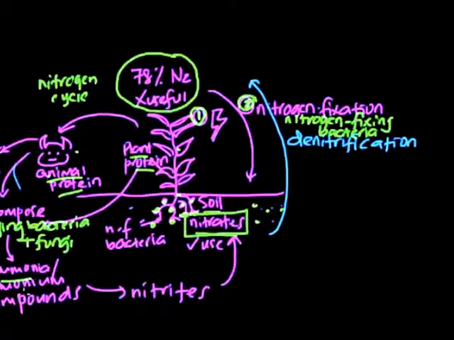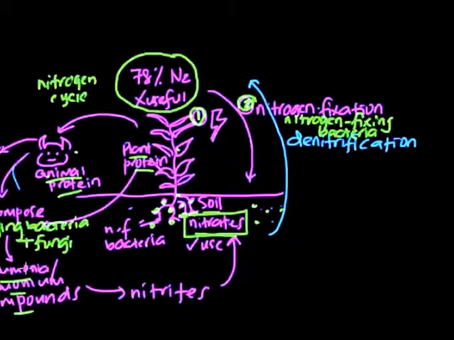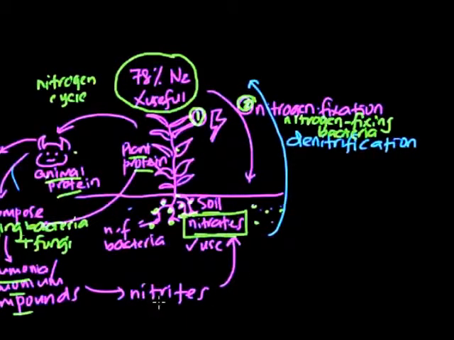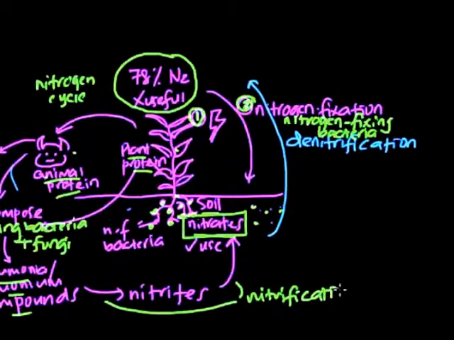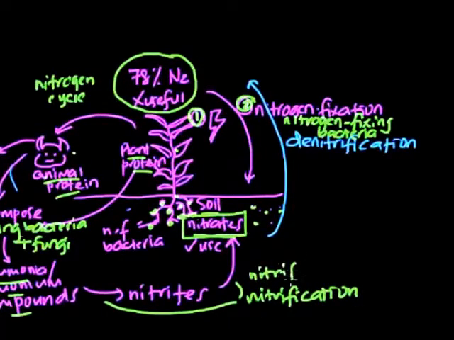And from ammonia, it will be changed into nitrites, and from nitrites it changes back to nitrates. This process is known as nitrification, and is done by the nitrifying bacteria. And from here we can see a cycle, and we call this cycle the nitrogen cycle.